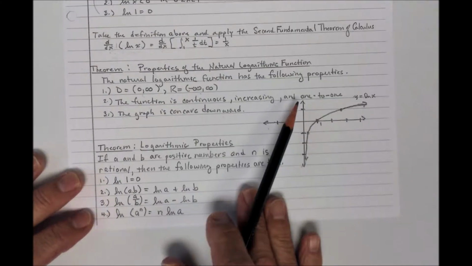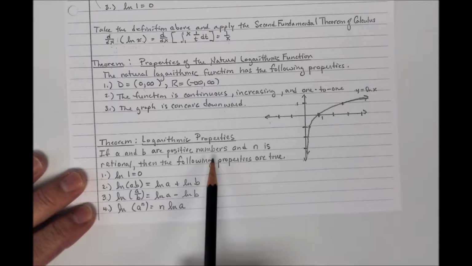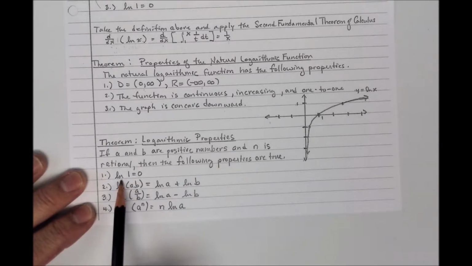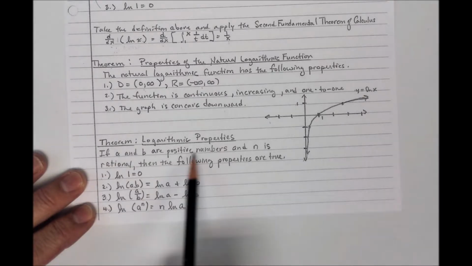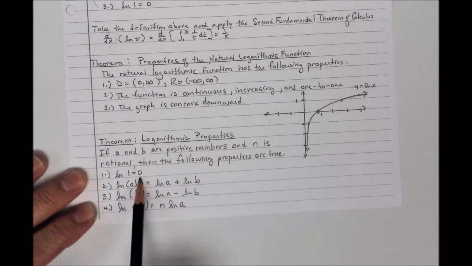Now, some properties of logarithms, and this is not just for natural logs, but these properties apply for other types of logarithms, including common logarithms. As I mentioned before, the natural log of 1 is equal to 0. I should mention that if a and b are positive numbers and n is rational, then the following properties are true. The natural log of 1 is 0.